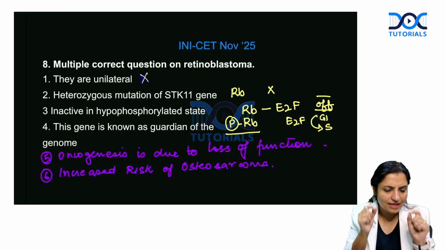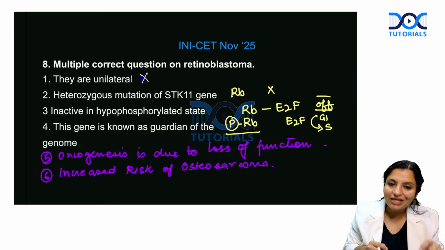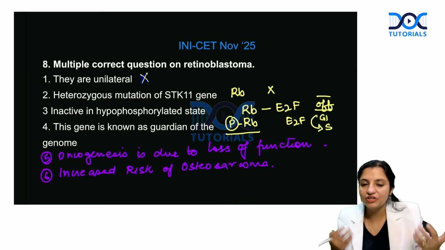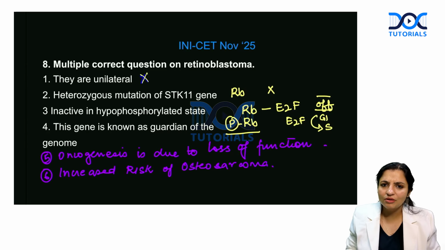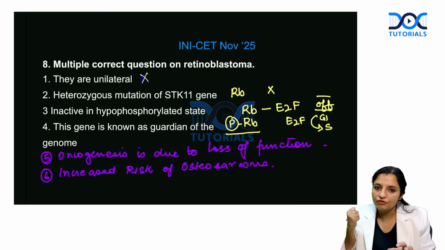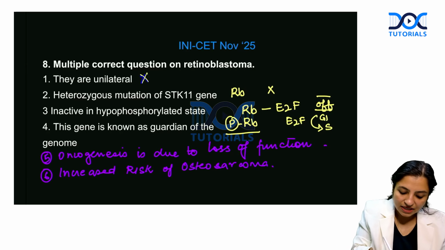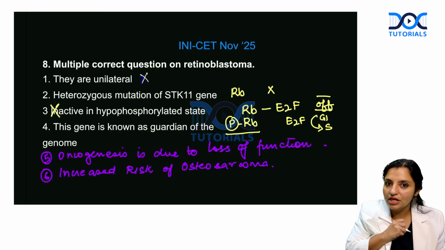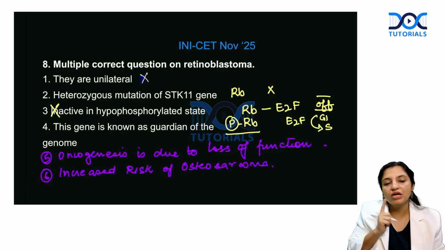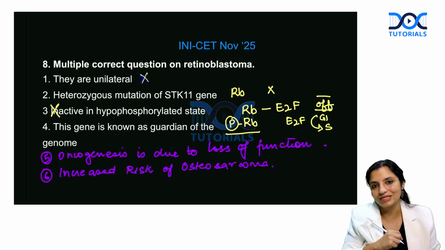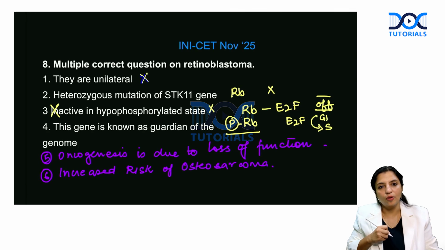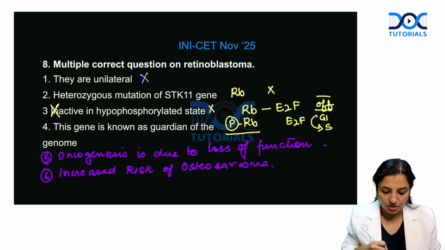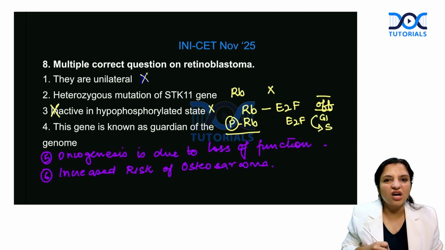So can I say the RB gene is active when she's alone? The RB gene is active when she's alone. So how do you want to make the grandmother alone? Remove the phosphorus. So can I say it is not inactive, it is active in the hypophosphorylated state. Okay, so if you remove phosphorus, then the grandmother will become active. So this is also a wrong option. This is also a wrong option. Now, coming to the next, this is called the guardian of the genome.